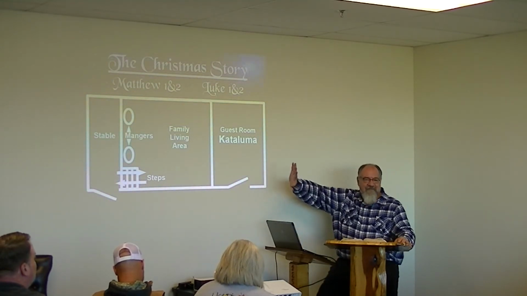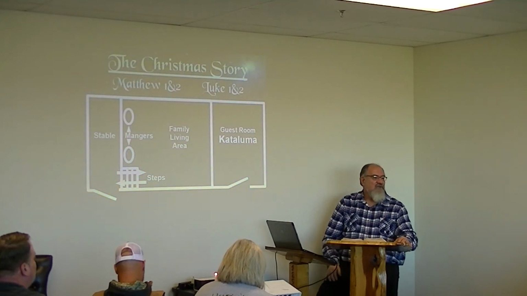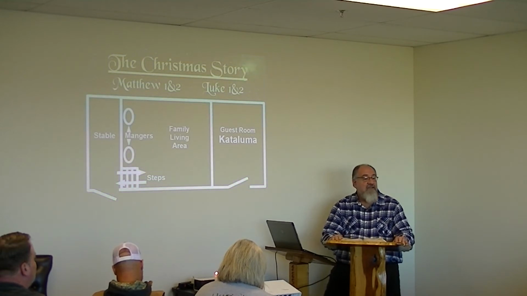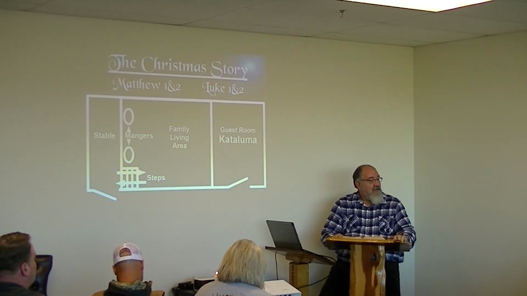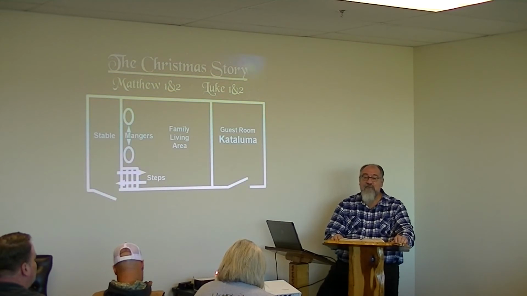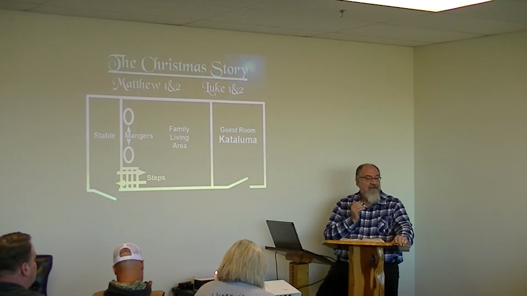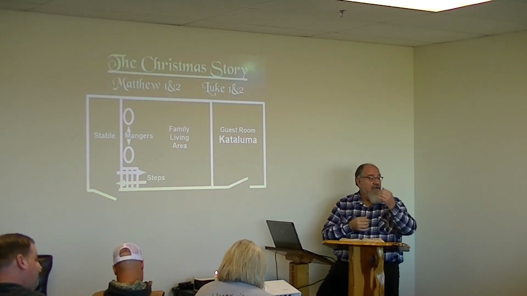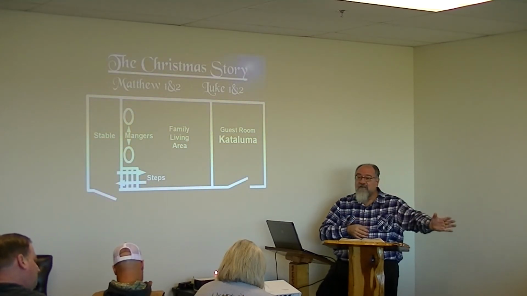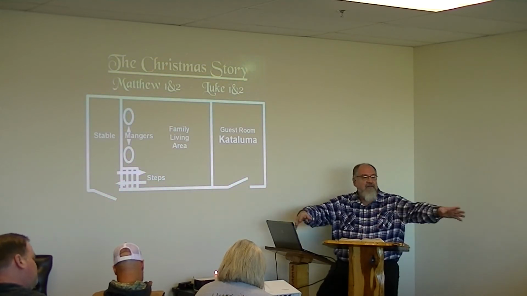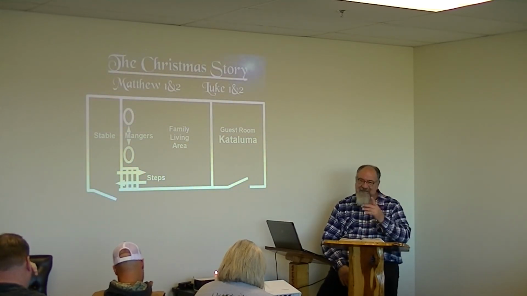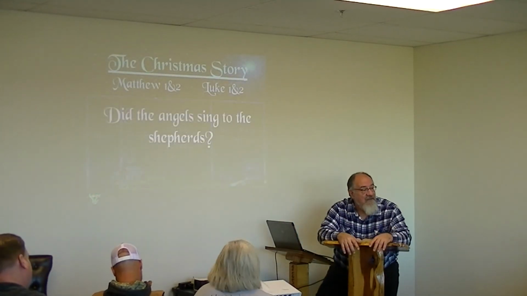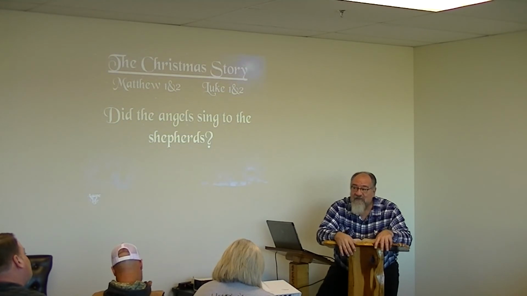While they were there, this is verse 6, the time came for the baby to be born, and she gave birth to her firstborn son. She wrapped him in cloths and placed him in a manger because there was no room for them in the kataluma. I didn't say kataluma, it says that in my version. At the edge of that raised area, there were depressions. Why? So you could put hay in there for the critters to eat.